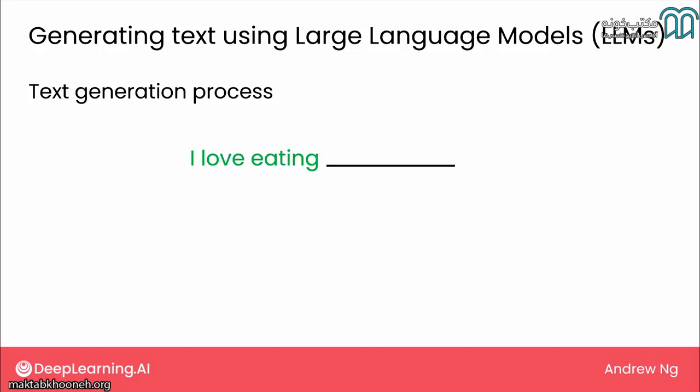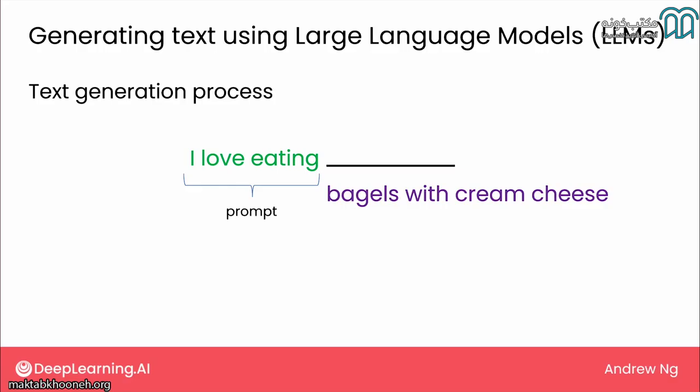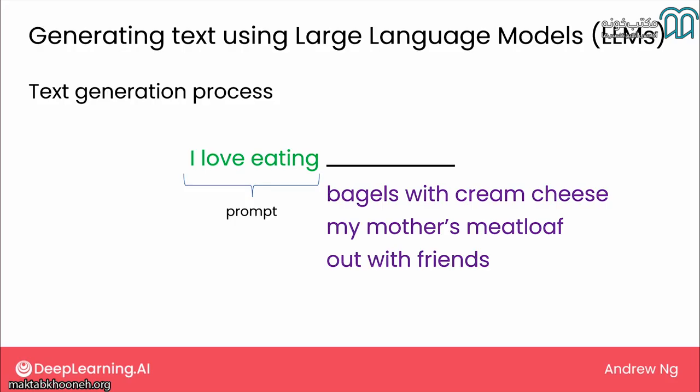Given an input like "I love eating," this is called a prompt, an LLM can then complete this sentence with maybe "bagels with cream cheese." Or if you run it a second time, it might say "my mother's meatloaf." Or if you run it a third time, maybe it'll say "out with friends." So how does an LLM, a large language model, generate this output?